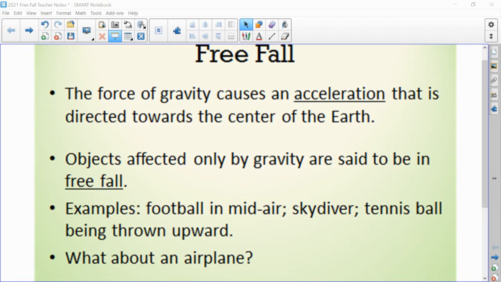Today we're going to talk about free fall. This is what we're going to do over the next couple of days. Really, it isn't anything new. We're just looking at a special case of what we've been talking about: accelerated motion.